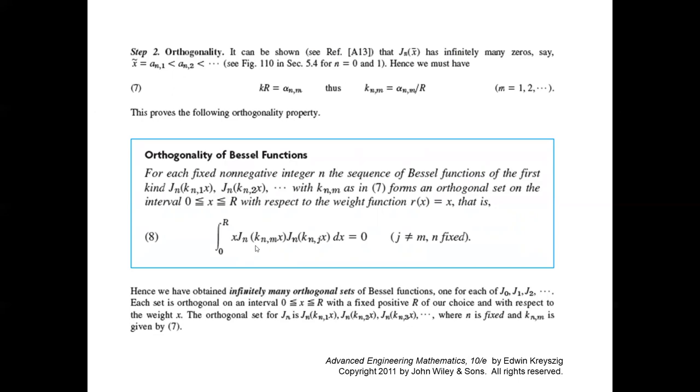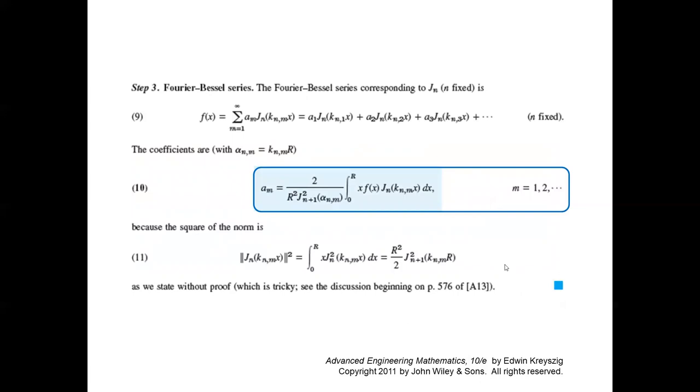And this k represents the eigenvalues. They are simply the zeros of the Bessel function of order n, the nth zero of the Bessel function of order n divided by capital R. That's how the k is defined. This stipulates the orthogonality of Bessel functions. And we can also demonstrate, but we're not going to prove it, it's beyond the scope of this course.